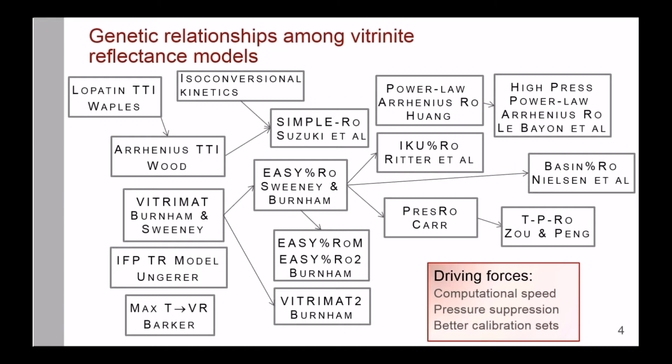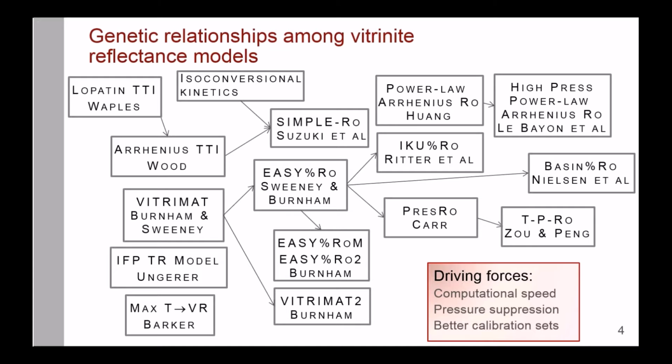It turns out that the chemical reaction models were in between, and that was one of their strengths that was recognized fairly quickly. So in this time frame, in the 60s and 70s, there was a method of kinetics called isoconversional kinetics, and this was used by Suzuki and Waples to develop another model of reflectance called simple RO, and at the same time, we simplified Vitrinite to create EZR0, which is not as fundamentally based.